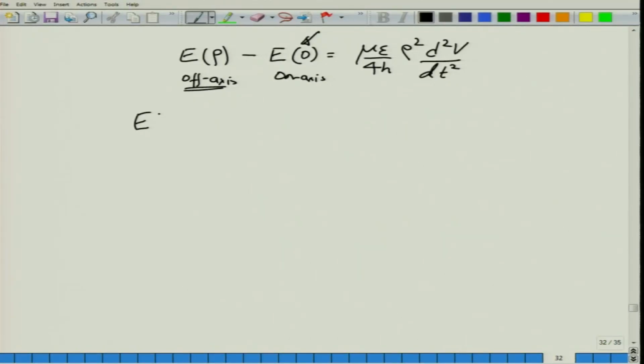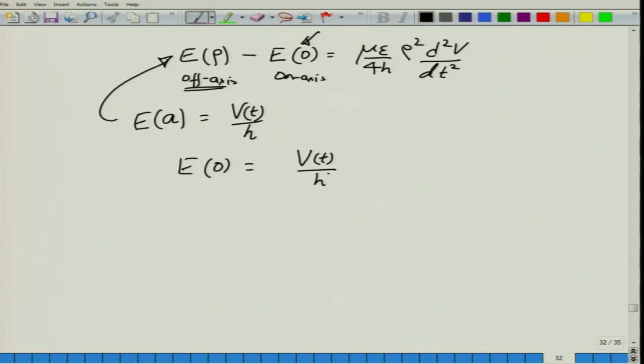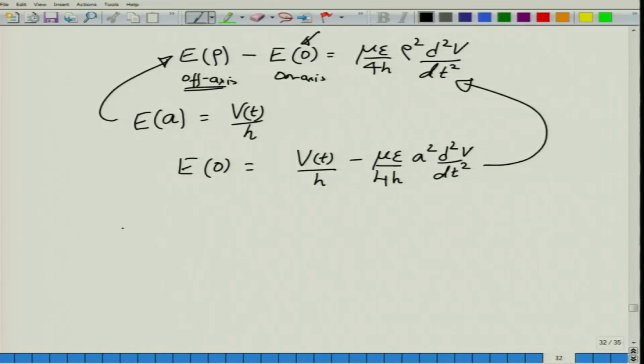So in order to find that, I need to apply Faraday's law or the EMF condition only at the boundary, on the edge. On the edge, E of A will be equal to V of t divided by h. So I can substitute rho equal to A in this expression and then find the on axis field. I will find this as V of t by h, which you expect, but you do not expect this correction, which is mu epsilon divided by 4h A square d square V by dt square.